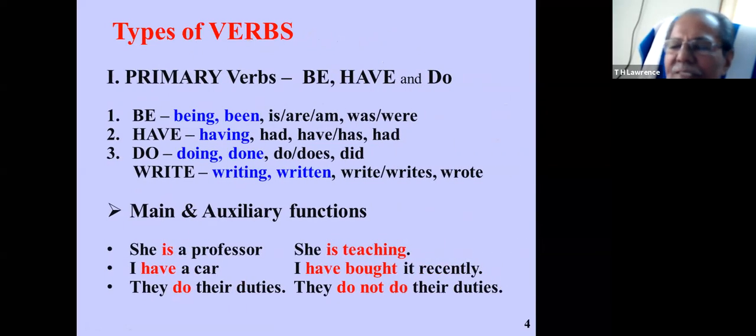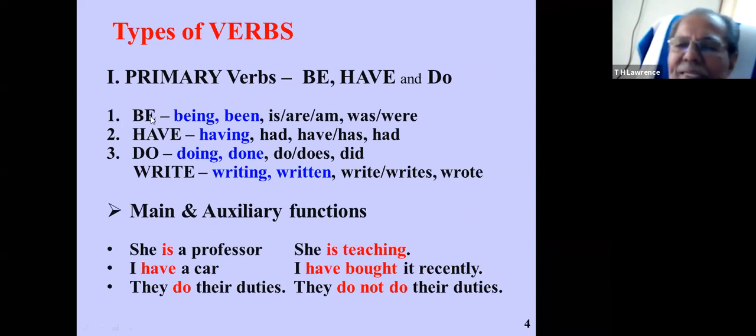Let's see here. This is a modern approach. We have 2 types of verbs. One we can call primary verbs, and they are classified under be verbs, have verbs, and do verbs. Now come to the numbered one here. See, 1. Be.